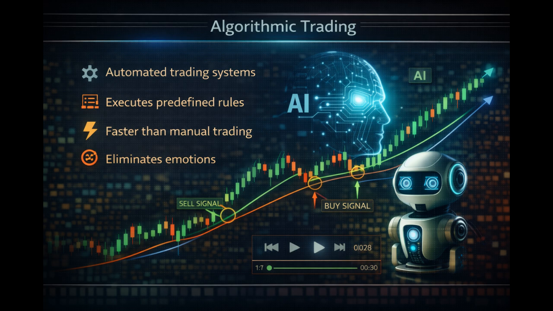Strategy engine. The strategy engine contains the logic that determines when trades should be executed. This logic may include technical indicators, statistical models, or machine learning predictions. For instance, a Renko strategy engine may generate buy signals when price forms multiple consecutive upward bricks above a moving average.